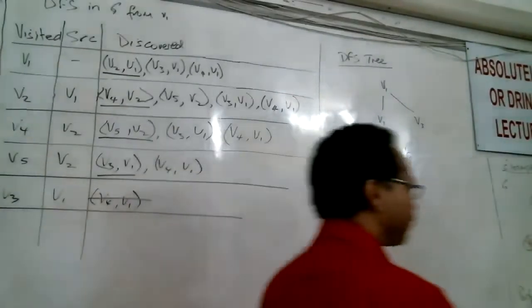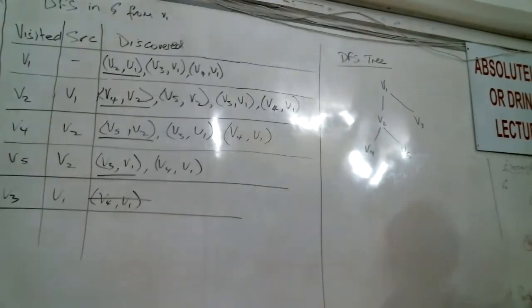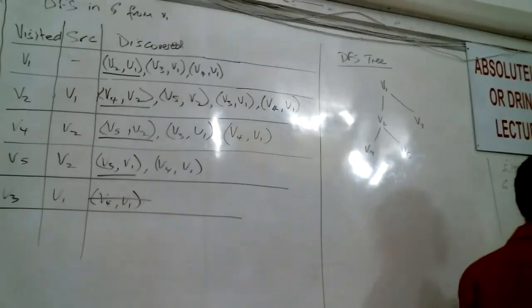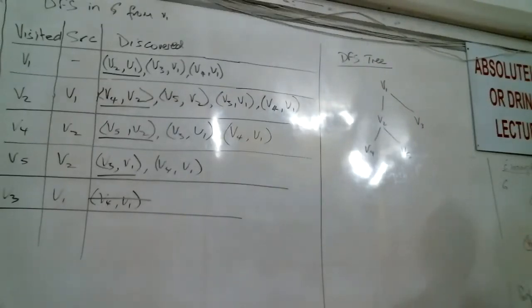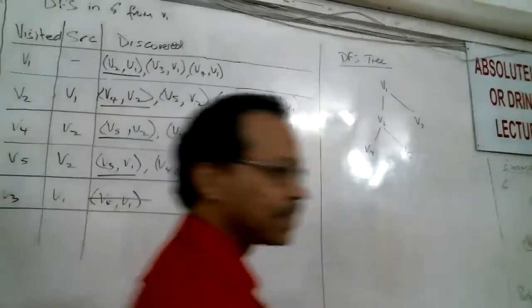If you wish, I can highlight them for you. So we got to V2 from V1. So that's one edge that's in my tree. I got to V4 from V2. And I got to V5 from V2. And I got to V3 from V1. See that?